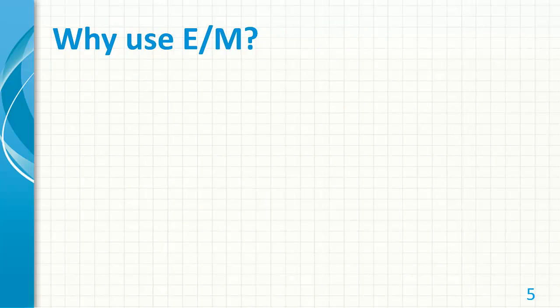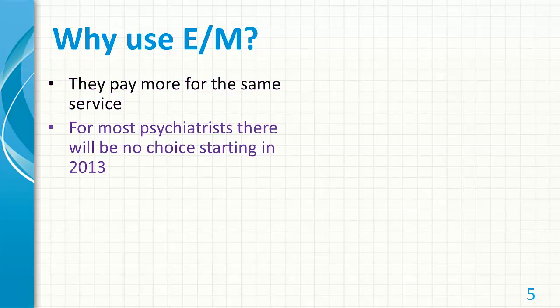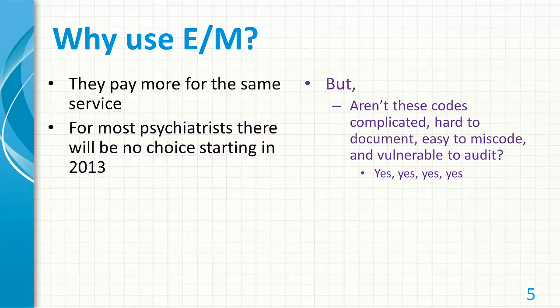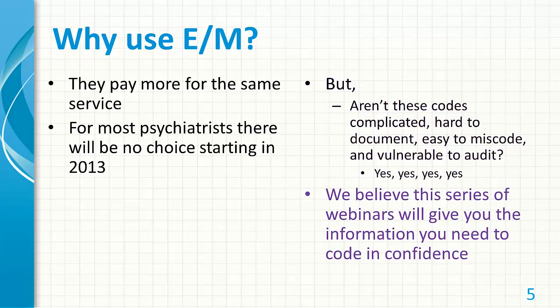Why should a child and adolescent psychiatrist use E&M codes? For one, they reimburse more for the same service. A second important reason is that starting in 2013, most psychiatrists will not have any other way to report medical services. Again, these are not the easiest codes to use, with a reputation for being complicated, hard to document, easy to miscode, and vulnerable to audit. We want you to have the knowledge to code in confidence and believe these webinars will provide that.